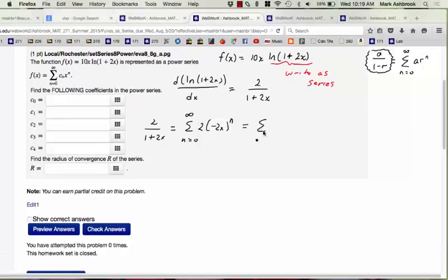Well, first of all, let's rewrite that in an easier form. It's going to be 2 times, so this is negative 1 to the n and 2 to the n. Okay, so we have 2 to the n, and we have negative 1 to the n, and then we have x to the n. So we can combine these and it'd be 2 to the n plus 1.